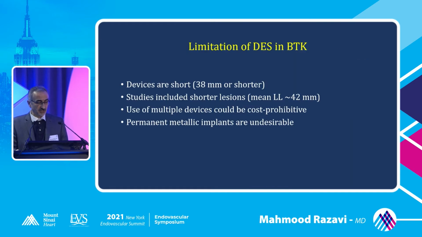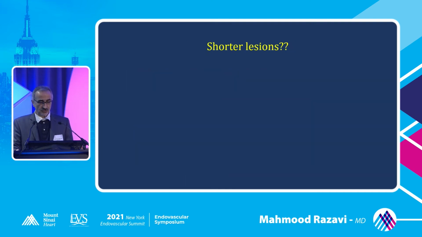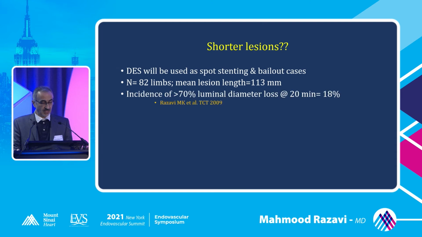Now, there are limitations. Devices are short. Studies include short lesions, about 4 centimeters or so. Multiple devices could be cost prohibitive, and a lot of us don't like permanent metal stents here and there. So that brings us to bioabsorbable. You saw this data from Dr. Parikh earlier on, that there is some promise in bioabsorbable stents if they can perform the same. And that's the purpose of some of the ongoing studies. So for short lesions, we do have a solution. Drug-eluting stents would be used, hopefully at some point bioabsorbable.